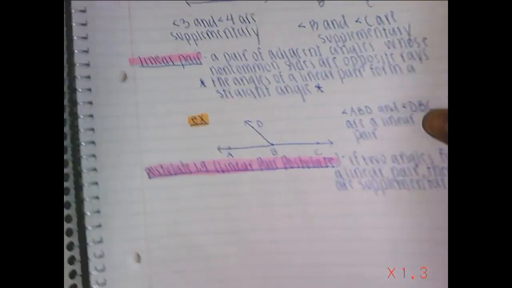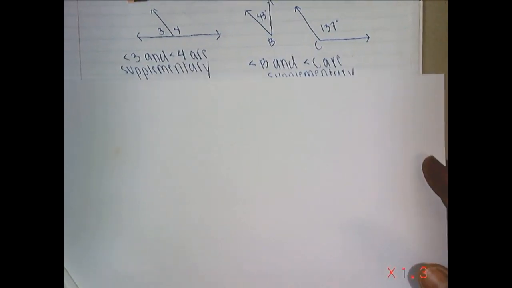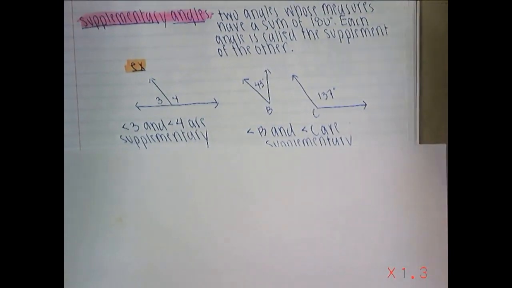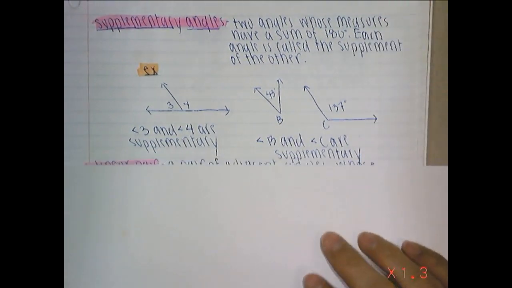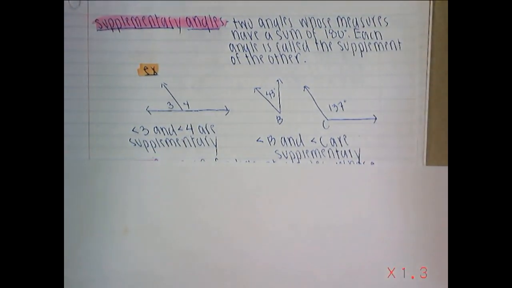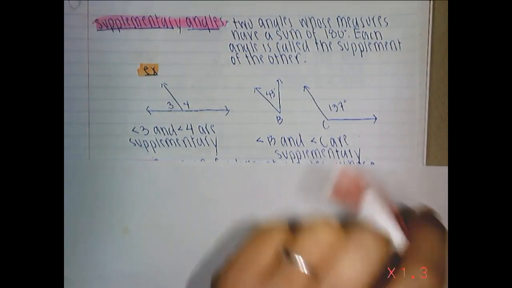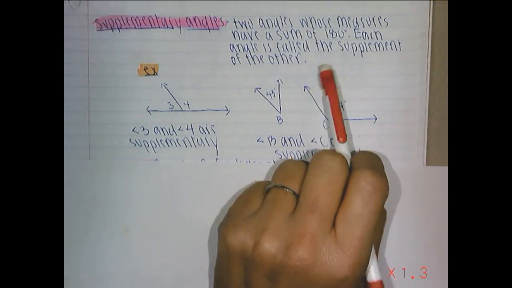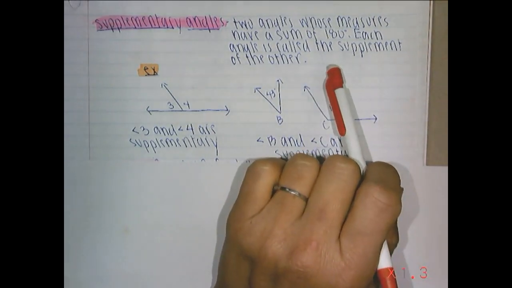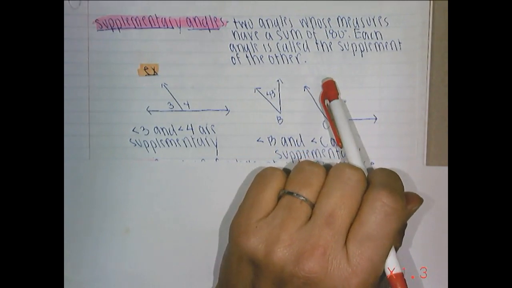Okay, moving along. Now that we've talked about complementary angles, we have to talk about supplementary angles. They are two angles whose measures have a sum, again adding together, of 180 degrees. So we just did 90 degrees with complementary. Now we're going to do 180 with supplementary. And each angle, instead of being called the complement, is now called the supplement of the other.